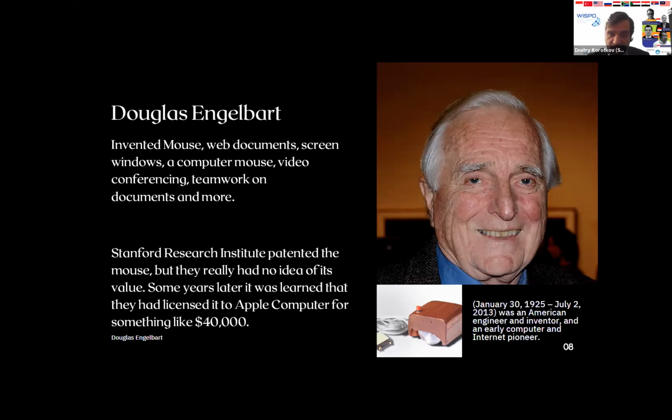After that demonstration of working with text, Engelbart proceeded to the second part of the demonstration, and along with his colleagues, he introduced the world to the prototype of today's video conferencing. So remember, it was 1968 when the idea of video conferencing was established. And finally, this demonstration anticipated even the most daring expectations. It showed many inventions made in the following years: web documents, screen windows, the computer mouse, video conferencing, team work on documents, and something like that.